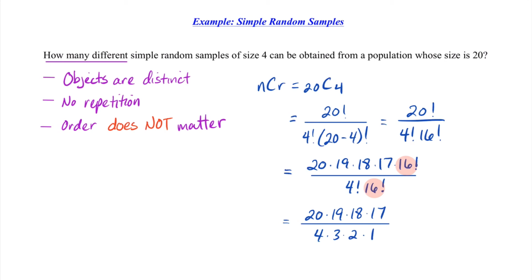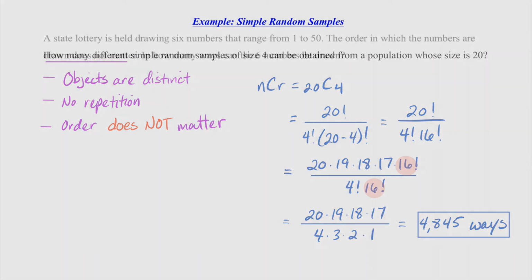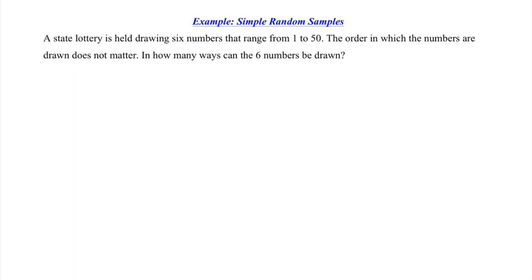We can throw this math into our calculator. If you do so, make sure you're careful using parentheses, or you can continue to reduce the fractions, all depending on what your instructor requires. But either way, the arithmetic leads us to our 4,845 different ways that we can choose these simple random samples. And we've got our first example using combinations now, focusing on the fact that order did not matter when we were selecting our groups. If we're all set there, let's go ahead and jump into our next example. We're told a state lottery is held drawing 6 numbers that range from 1 to 50.